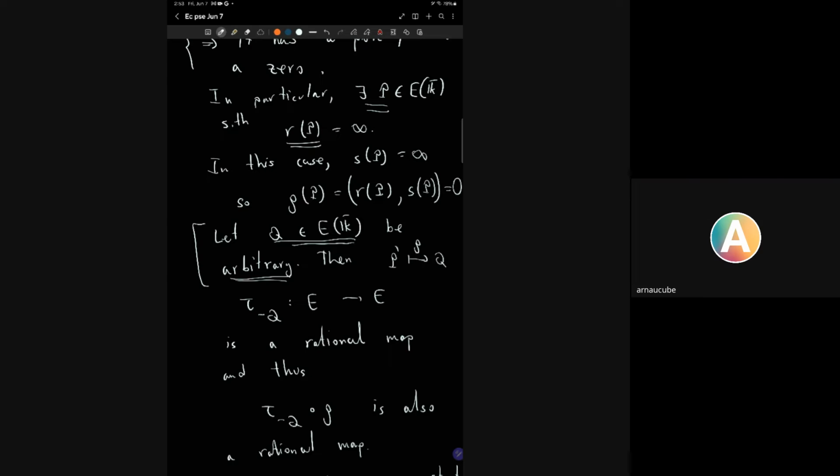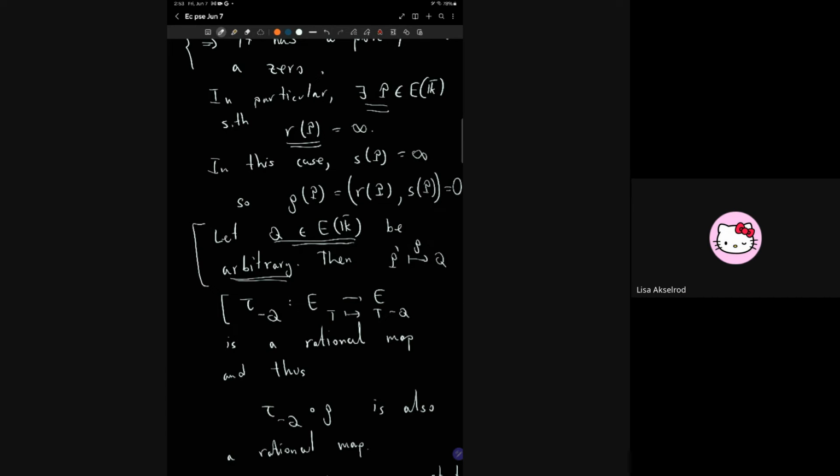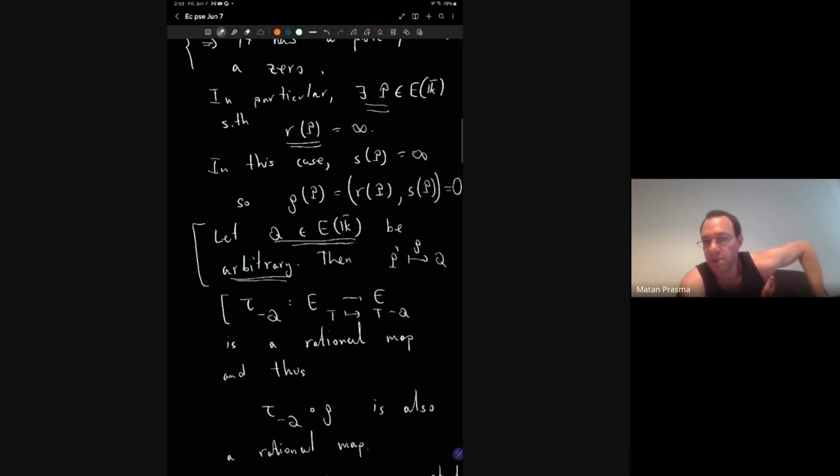Yes. Okay, so I took an arbitrary point Q, and I consider now the translation by minus Q. Translation by minus Q takes an arbitrary point, say T, and maps it to T minus Q. Right? Okay. And this is a rational map. This was one of the examples.